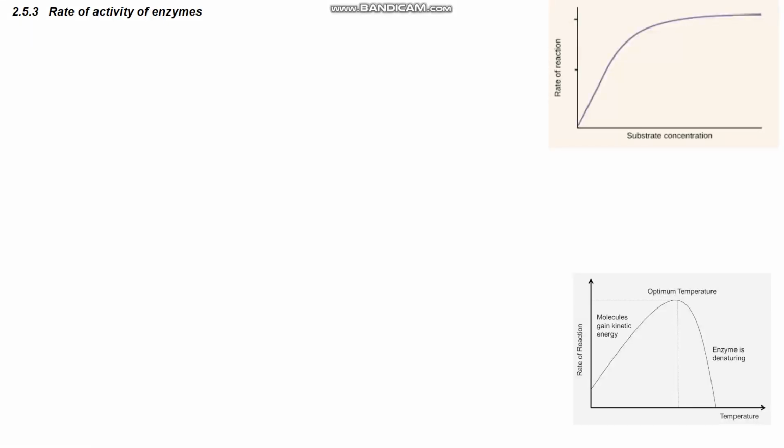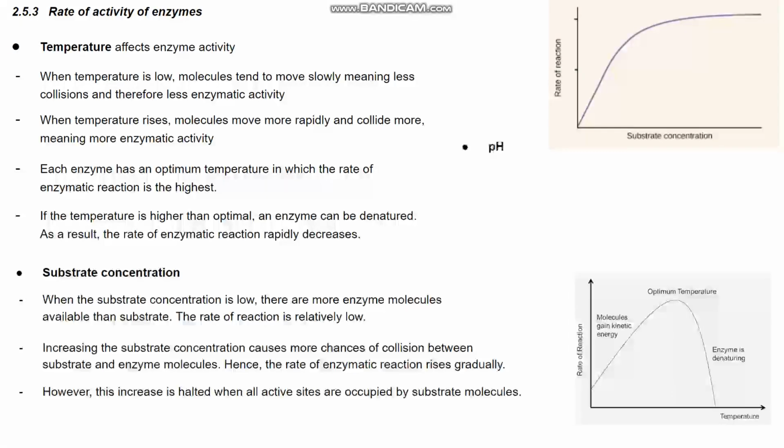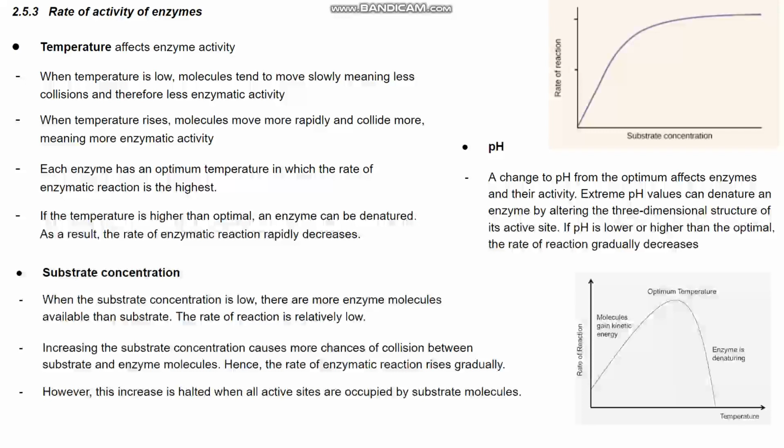Next, I'm going to be talking about the rate of activity of enzymes. Temperature affects enzymes' activity. When temperature is low, molecules tend to move slowly, meaning less collisions and therefore less enzymatic activity. When temperature rises, molecules move more rapidly and collide more, meaning more enzymatic activity.